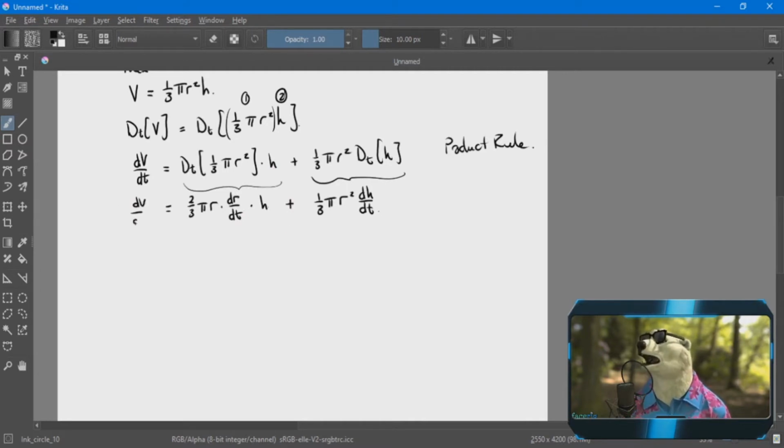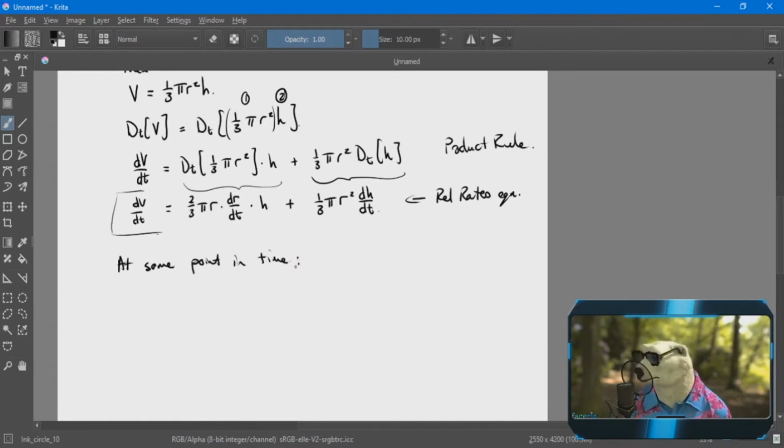So I have a more involved related rates equation because the original had more functions of time in it. So there's my related rates equation. Now in this, let's see what we want and what we have at some point in time. So the process is the same as always. The equation just comes from a different place.